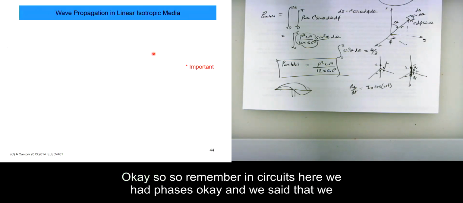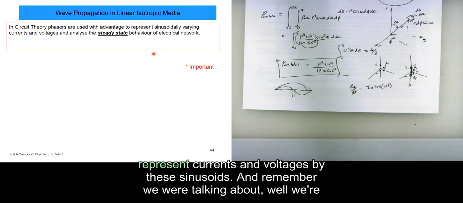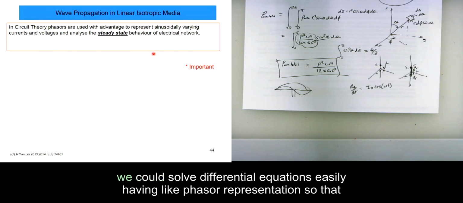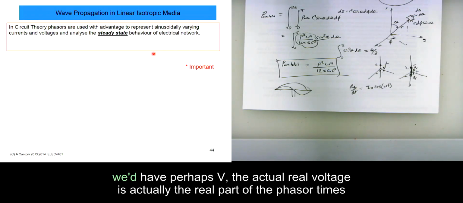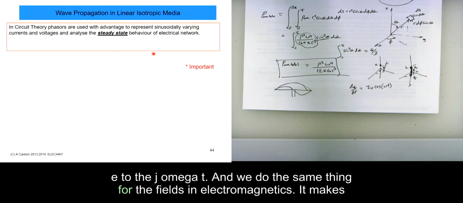Nope. Okay, so remember in circuit theory we had phasors, and we said that we could represent currents and voltages by these sinusoids. Remember we were saying we're just going to look at the steady state behavior of electrical networks, and we showed that we could solve the differential equations easily with a phasor representation, so that perhaps V, the actual real voltage, is the real part of the phasor times e to the j omega t, right? And we do the same thing for the fields in electromagnetics. It makes things simpler.